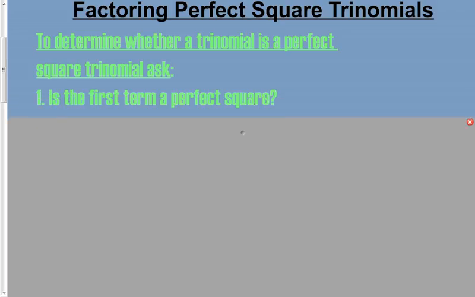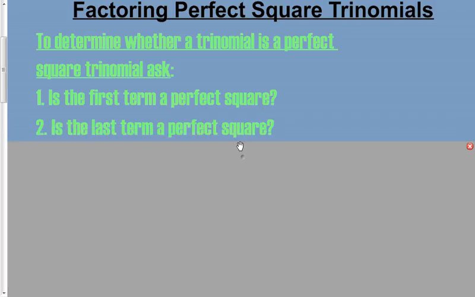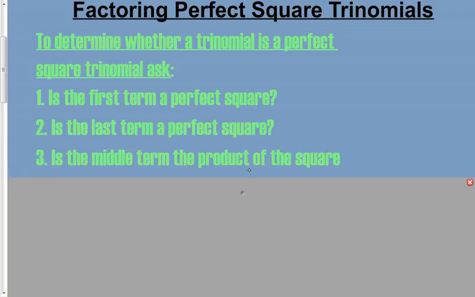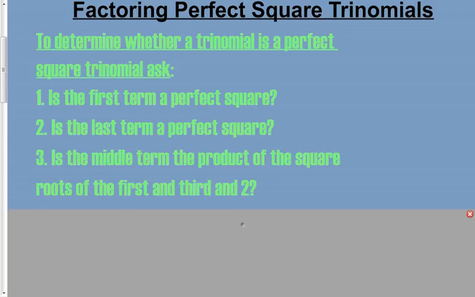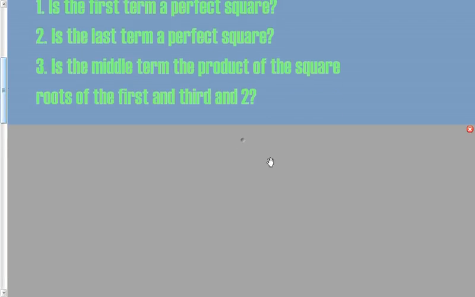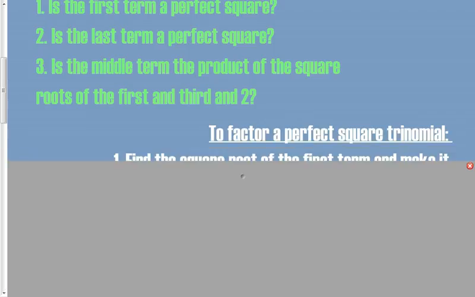So, question 1: is the first term a perfect square? If it is, let's move on. Question 2: is the last term a perfect square? If it is, that's good. And then finally, is the middle term the product of the square roots of the first and the third, and 2? So multiplying those by each other and 2. If it is, then it's a perfect square trinomial.